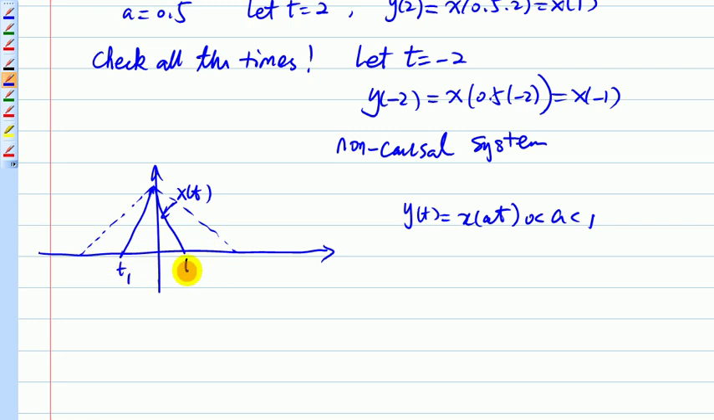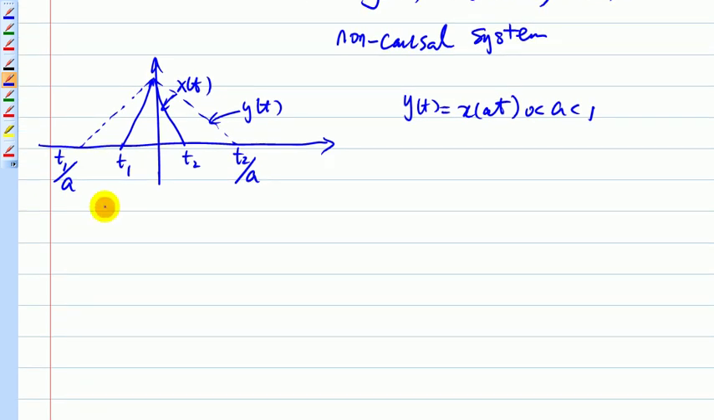So if this is t1 and this is t2, then it'll be t1 over a and t2 over a, right? So that's the case. So this is your y of t. Now you can see that for this side here, when t is greater than 0, it appears not to be causal because y of t is in front of your input x of t. But over this side, your y of t actually depends on the future of the input x of t, because this part is in front of this y of t. So that's intuitively and very graphically showing the system is non-causal.